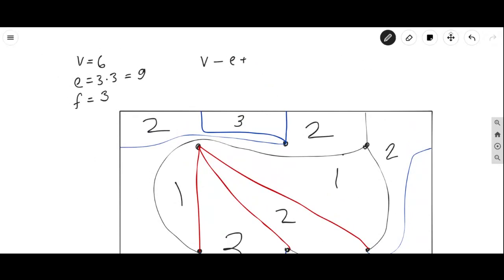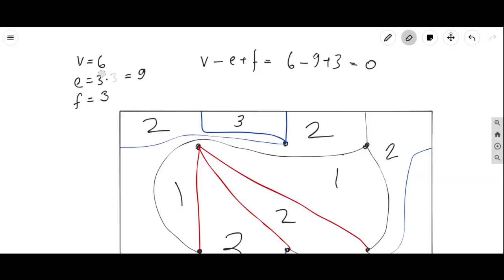So let's see. Vertices minus edges plus faces. So this would be 6 minus 9 plus 3. That's equal to 0. Well, that's surprising. Why is that equal to 0? Why is that not equal to 2? Well, it's equal to 2 when you're embedding it in a sphere, because a sphere's Euler characteristic is equal to 2. A torus, its Euler characteristic is 0, if you recall.